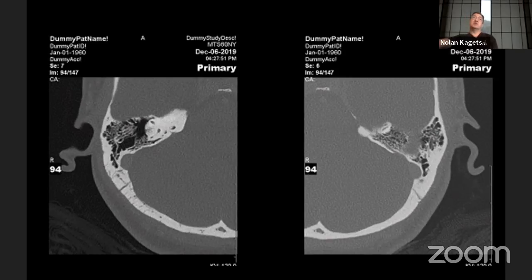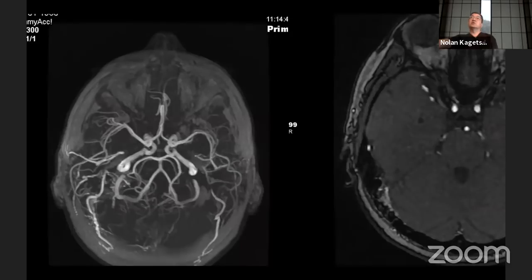An MRA is an MRI with... here's the MRI, or the MRA, I should say. And this is seeing all these vessels in a different way. This is the occipital artery on the normal side, and the occipital artery on the affected side. You can see it's a little too busy here.